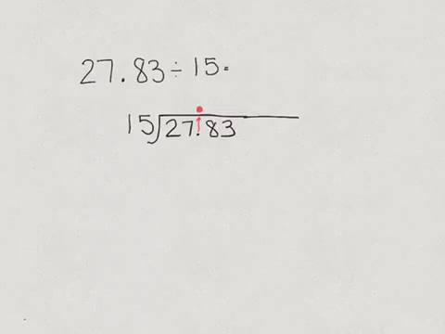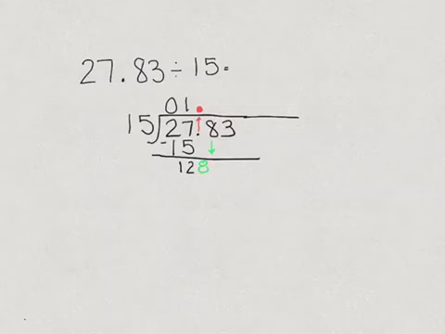So 2 divided by 15 can't be done. So we'll head over to the 7. 27 divided by 15 is 1. 1 times 15 is 15. That's 12. 12 can't be divided by 15, so we need to move our 8. We brought our 8 down.